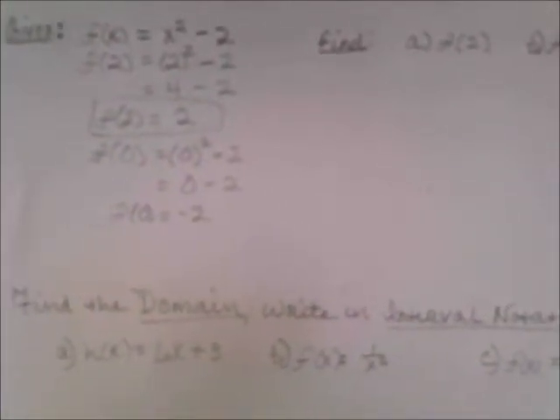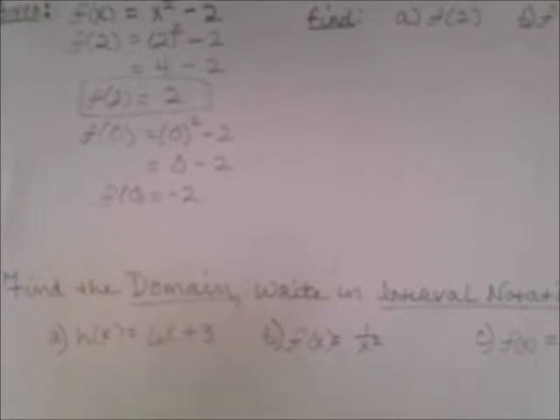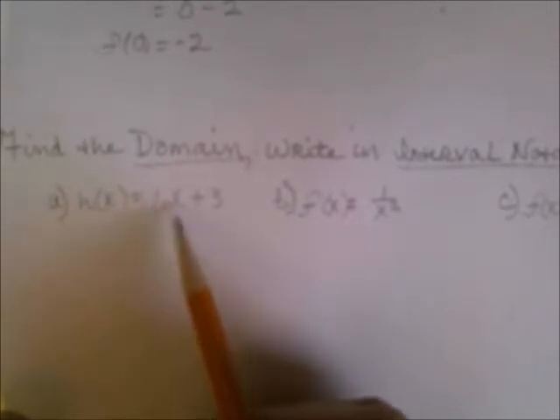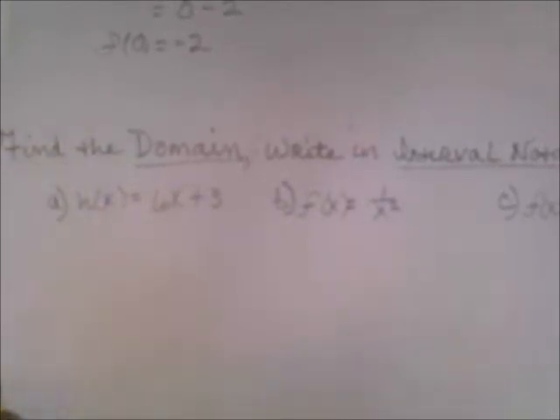Okay, now let's look at these. And those are very simple to do, right? Okay, now we'll look at this next thing that says find the domain and write it in interval notation. Well, this is also very easy to do. If we look at this first one, a, h of x is equal to 6x plus 3. Well, that's y is equal to 6x plus 3. Essentially, that's just a linear equation.